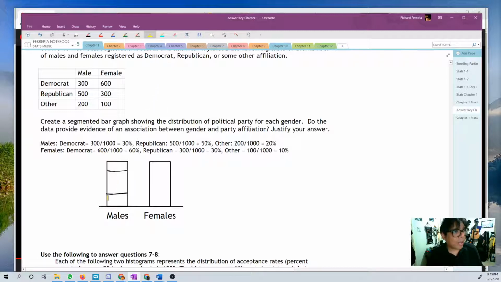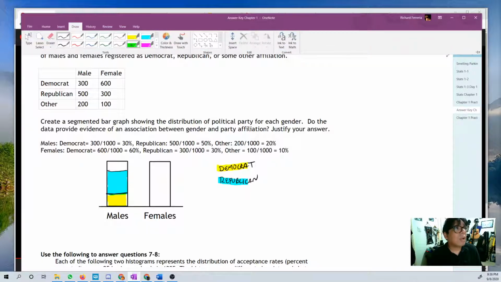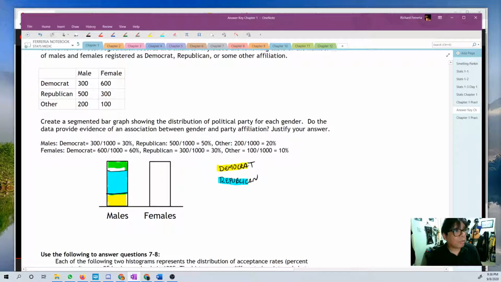Let's see, the bottom here, that's going to be the Democrats. We'll color them yellow. Then over here for a key, we'll make the yellow color Democrats. The next color I have is blue. That's going to be for the Republicans. And the last color I have, well, I'm going to have to dig for that last color. We'll make it green. That's going to be other.